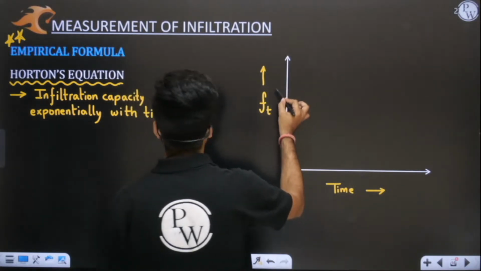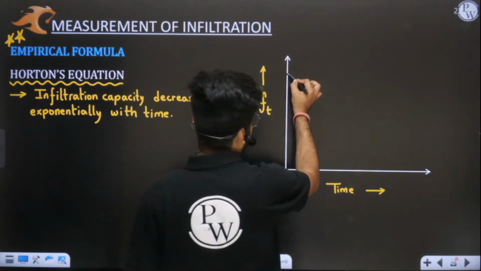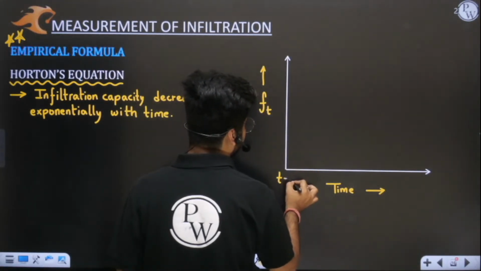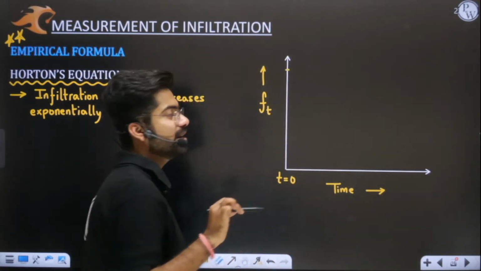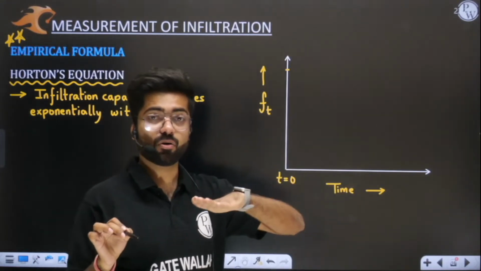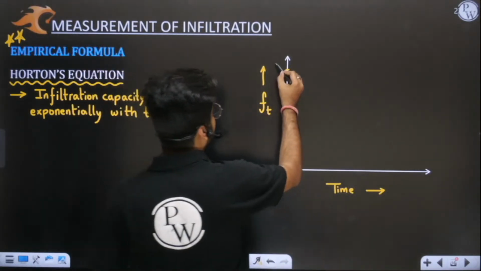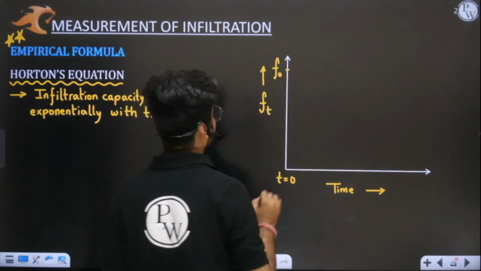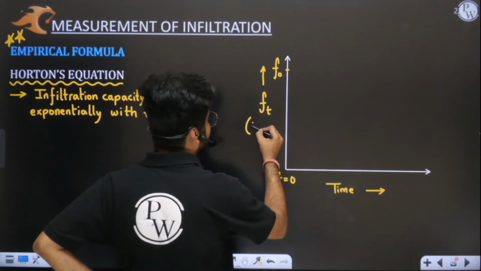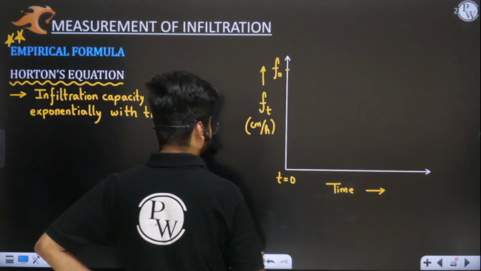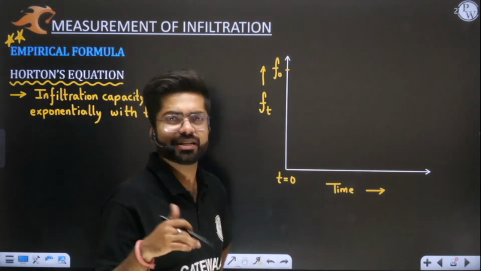Now, according to this equation, according to Horton, it drops down exponentially. So let us assume that when time t is equal to 0, at that time the infiltration capacity of the ground is F naught, the highest. Obviously it will be highest in the beginning. We call it F naught. You need to understand that the unit of infiltration capacity is generally mm per hour or centimeter per hour, like that.